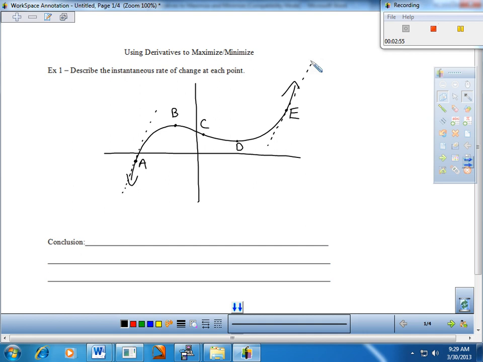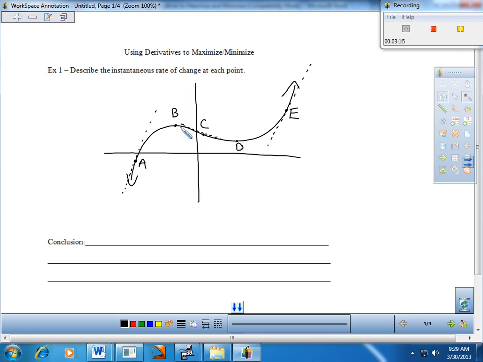Okay, let's keep it going. How about, let's go with this one actually. Let's do point C. So in this case, kind of coming down, it's a decreasing interval. And if I was to think of the tangent line there, something like that, give or take, you could see the tangent line would be declining in this case. And of course, a declining line has a negative slope. And so as a result, we could say that the instantaneous rate of change at point C would be negative.